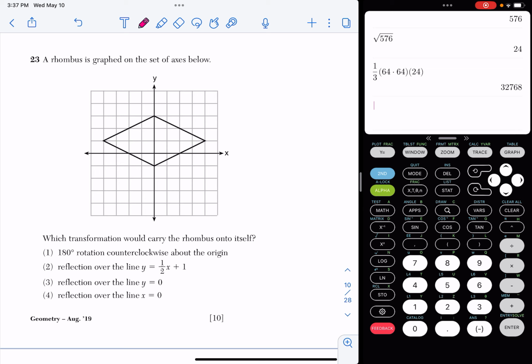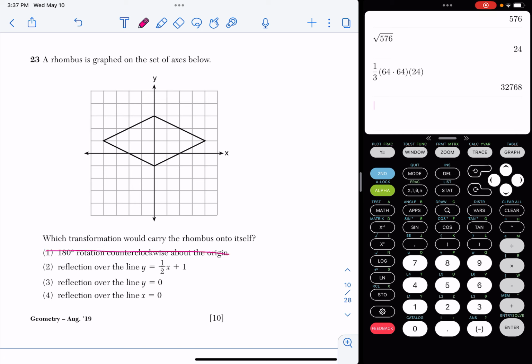For 23, a rhombus is graphed on the set of axes below. What transformation would carry the rhombus onto itself? So you can map a shape onto itself either by using a line of symmetry, okay, or rotational symmetry. For rotational symmetry, if you look at choice 1, that's talking about rotational symmetry because it says the word rotation, and it says 180 degrees, which basically is like upside down. But it says about the origin. That's the problem here. If you look at the origin, that is not the middle of this rhombus. In fact, we could see, right, here's the middle. 0, 1 would change things here. So I'm going to cross off choice 1.